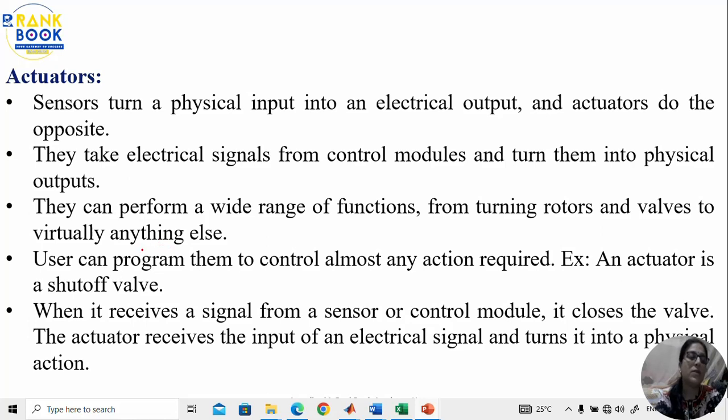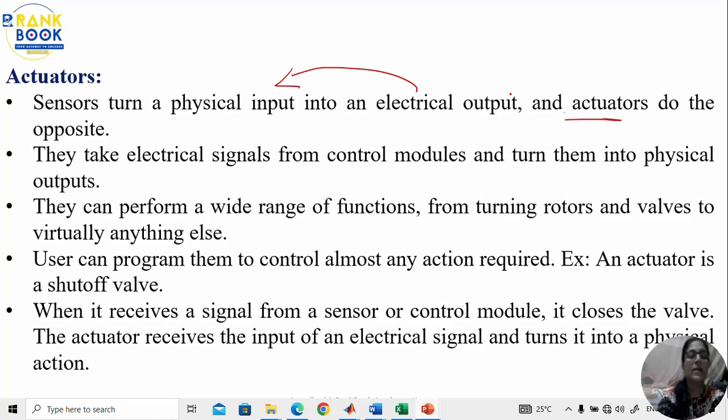Similarly, we have actuators. Actuators are like sensors in that they involve a physical input and an electrical output, but actually the actuators do the opposite work of the sensors. That means by considering the electrical signal as the input, it changes the physical output. So the reverse process of the sensors is taken care of with respect to actuators.